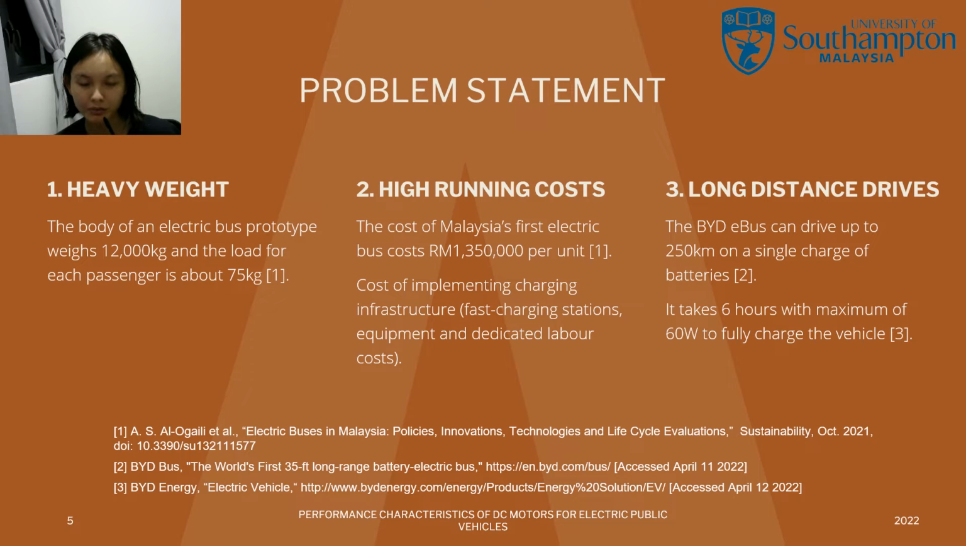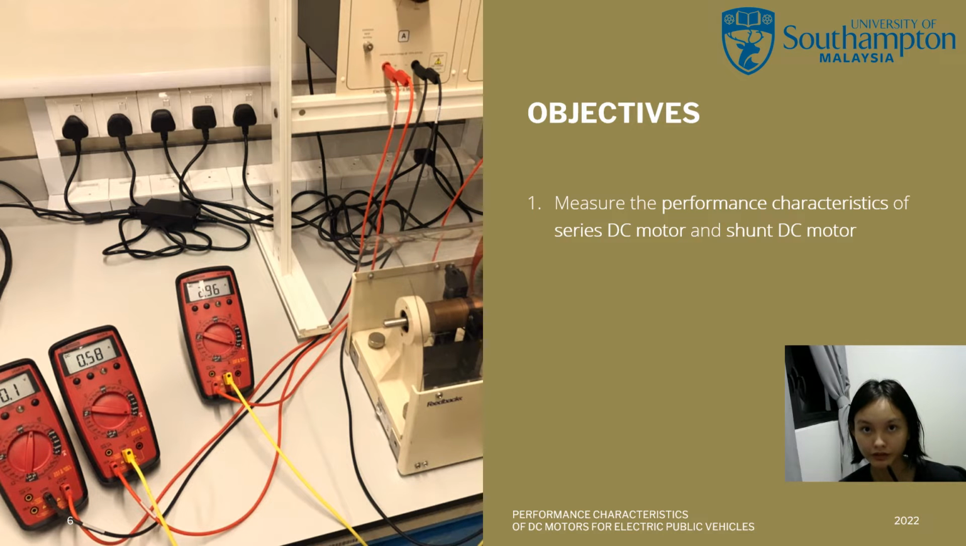However, there are problems associated with the electric public vehicles, mainly, firstly, the heavy weight of buses. Secondly, high running costs, including charging and maintenance of the buses. And lastly, the requirement to travel for long distance drives. The first objective of our research is to measure the performance characteristics of series DC motor and shunt DC motor. And secondly, to determine the best DC motor configuration for electric public vehicles.